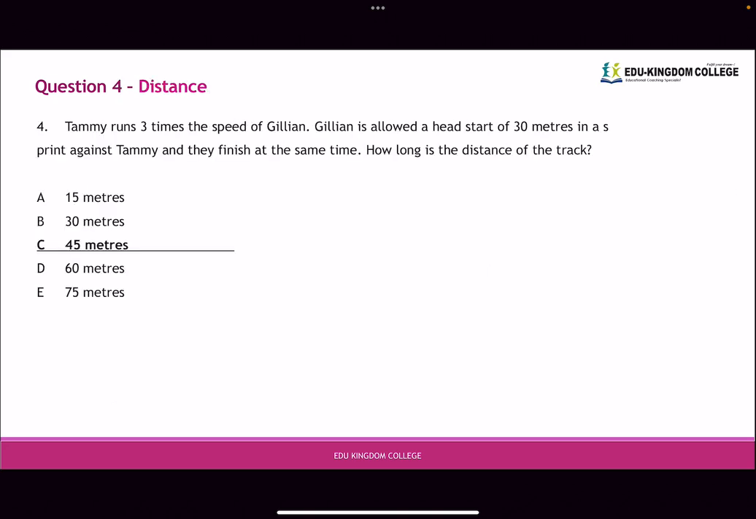All right, question 4. Tammy runs 3 times the speed of Gillian. Gillian is allowed a head start of 30 meters in a sprint against Tammy, and they finish at the same time. So Tammy, let's say S, so t equals 3s. Okay, t equals 3s.